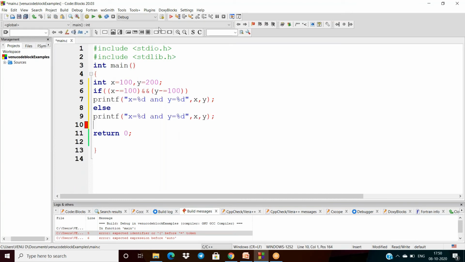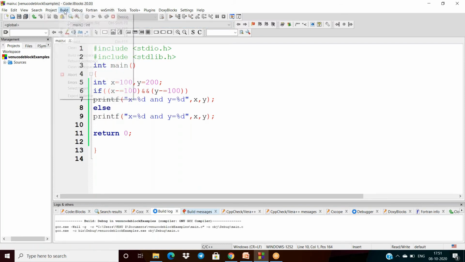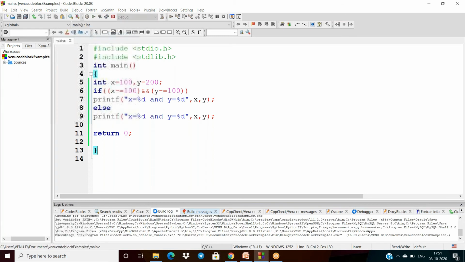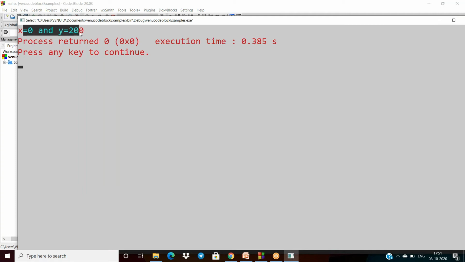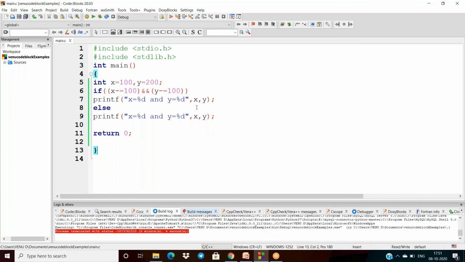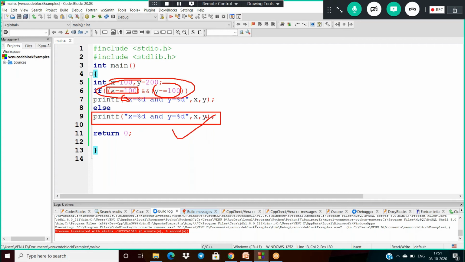I am taking this here and building the code. Next, build and run. See what I am getting here: x is 100 and y is 200. Here 100 minus 100 is 0. 0 means false. False and anything overall is false. False means the else block is executed.